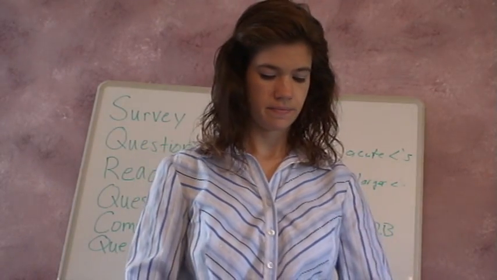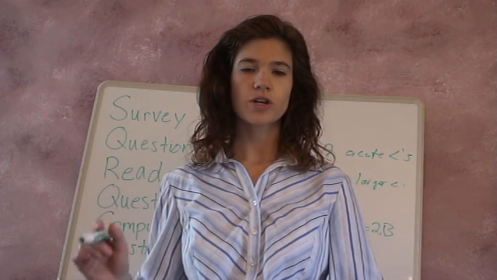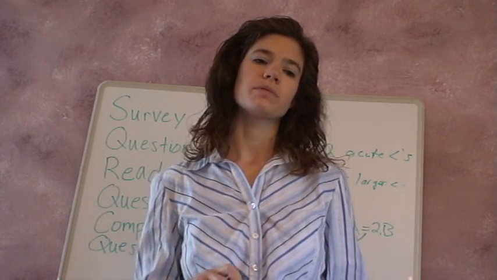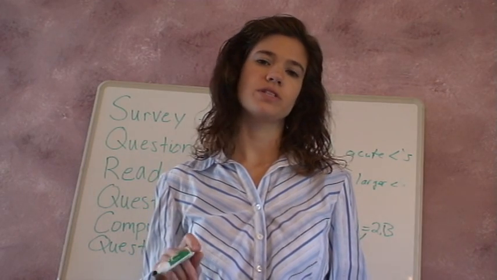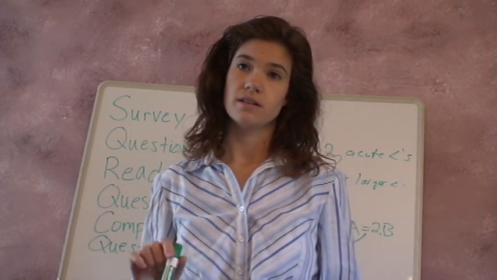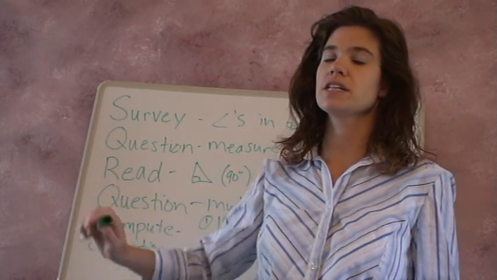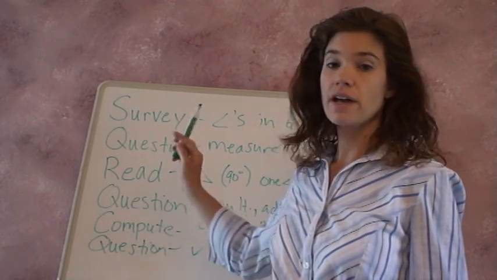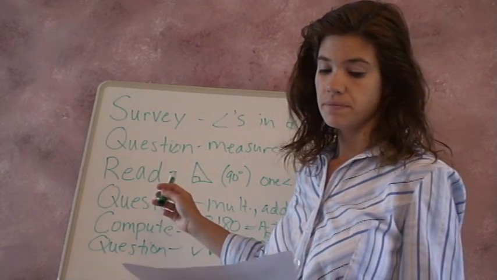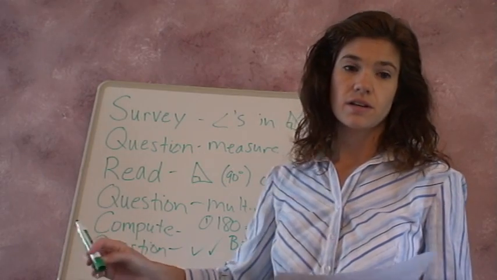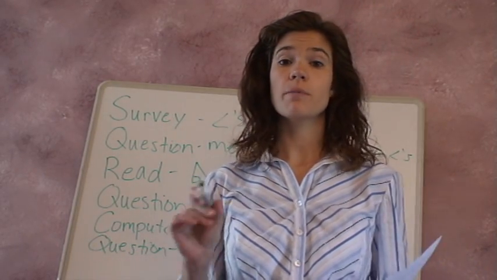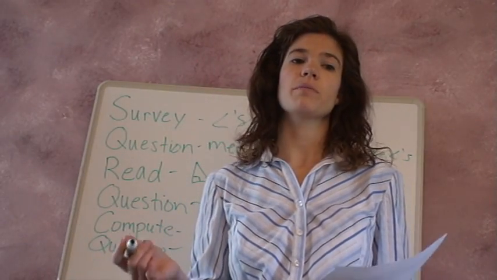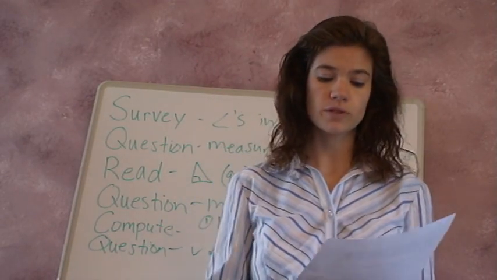Okay, I just want to close by saying that, well, actually I want to ask you, what are the steps for the SQ, RQ, SQ, CQ strategy? Without looking up here at your cue card, see if you can name them off for me. Go ahead. Yeah, survey, question, read, question, compute, question. Okay, so don't forget that. If you need to, at the top of your test, whenever you're getting a test, write the letters up there so you can remember each step and follow through. This is a very helpful strategy.